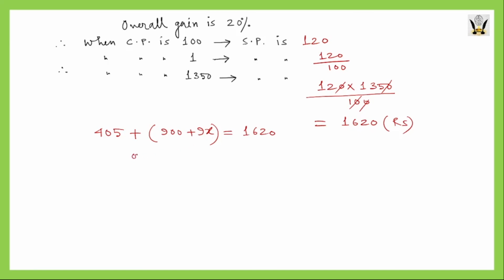If we simplify further and calculate the value of x, it will finally be 315 divided by 9, which is 35. And x was the gain percentage of the remaining two items, so the value of x is 35%. That means if the other two items are sold at a 35% gain, then the overall gain on all three items will be 20%. This is how we simplify this type of problem based on profit and loss.